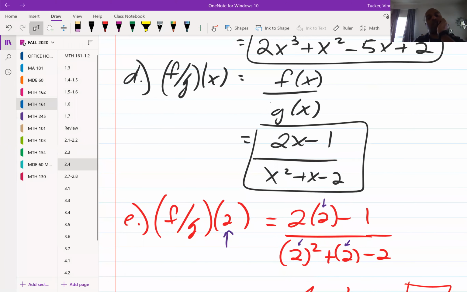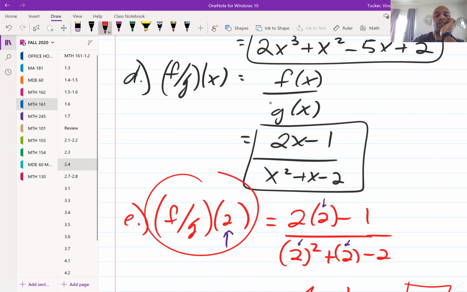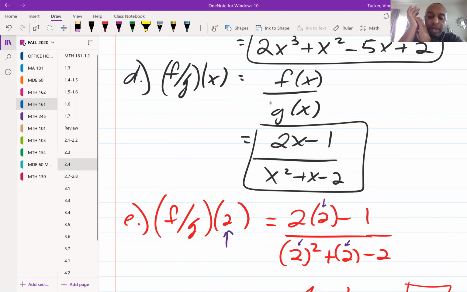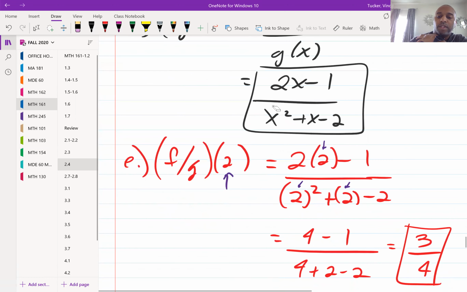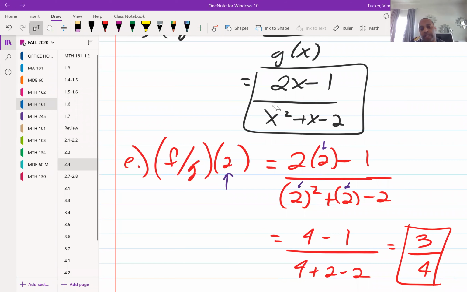Oh, and this last one, I just went ahead and said that if you had a 2 here instead of x, then all that means is that you would take 2 and plug it in wherever you see x. So that's what we did here. If I had f of g of 2, so I took 2 and plugged it right here into this function. So that's why you have 2 times 2 minus 1 over 2 squared plus 2 minus 2. Then if you simplify, 4 minus 1, 4 plus 2 minus 2, that'll give you 3/4. That's a final answer.